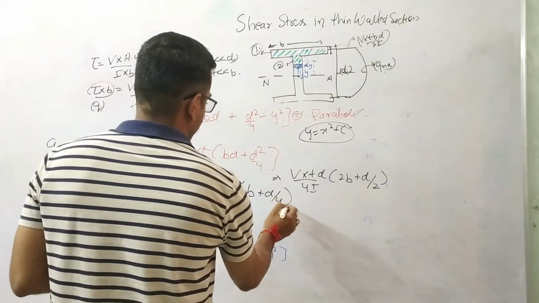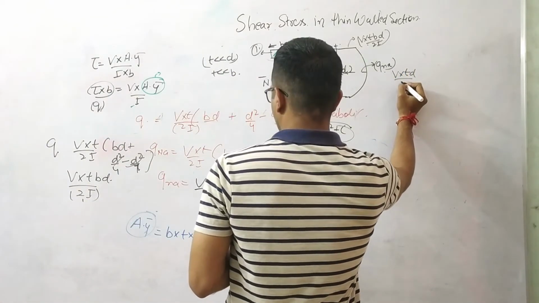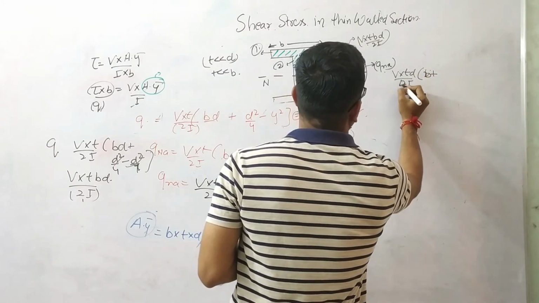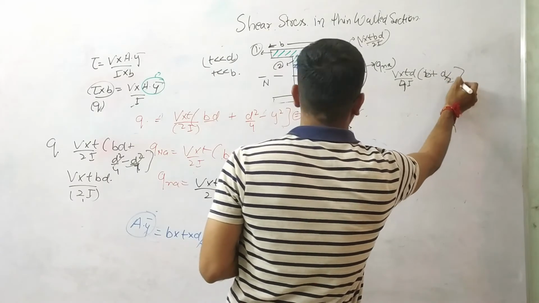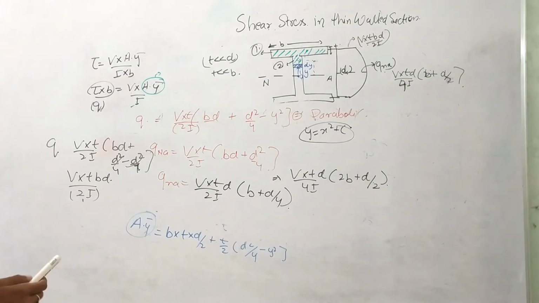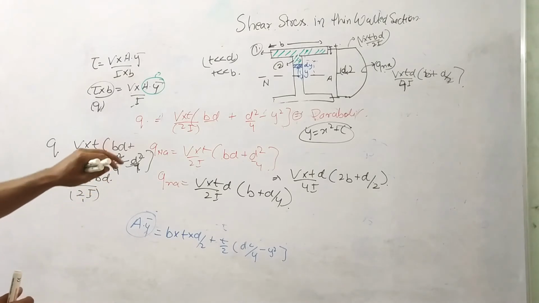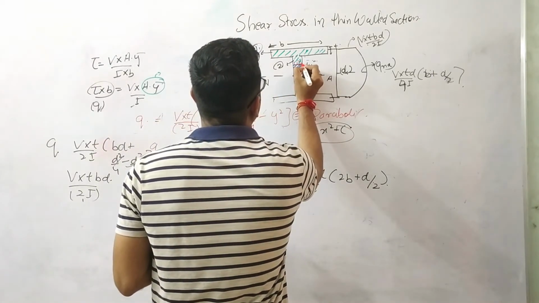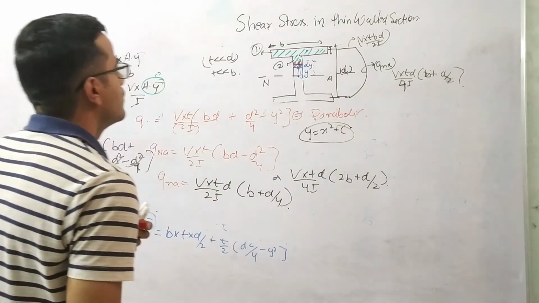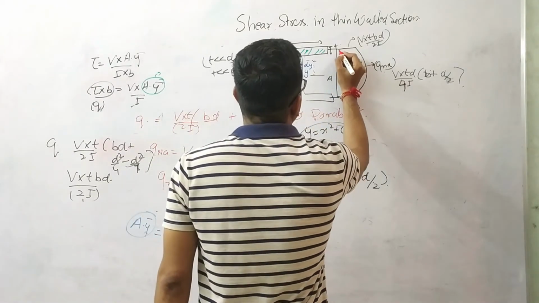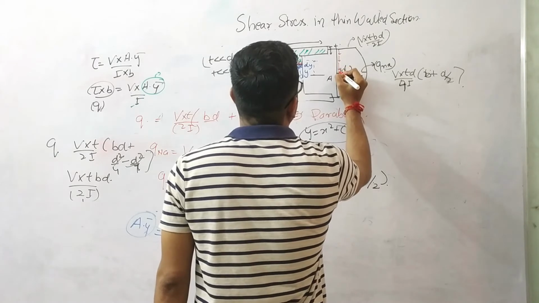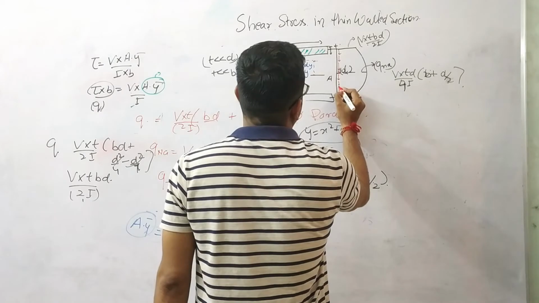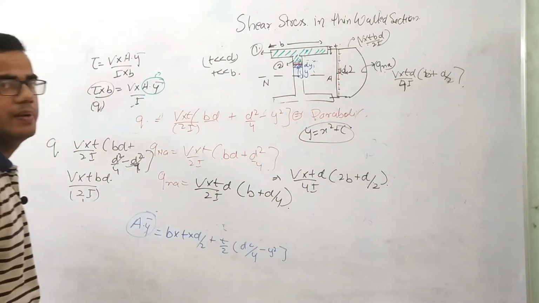So at the neutral axis, the value is V into t d over 2I into 2b plus d by 4, d by 2. This is the thing I want to teach you, how the variation will be there in this cross section. So let us now consider the shear flow at this point. The Q value will look like this. If we look into this figure, the variation looks like this. It is increasing to the neutral axis, then again it will decrease. So at the neutral axis, the variation of the shear flow will be maximum.